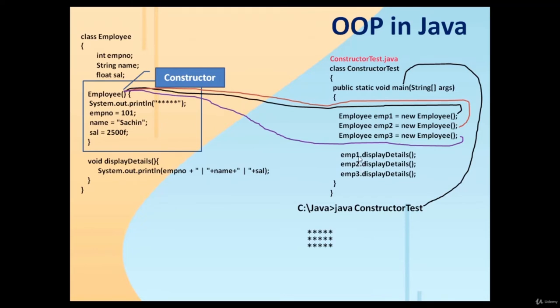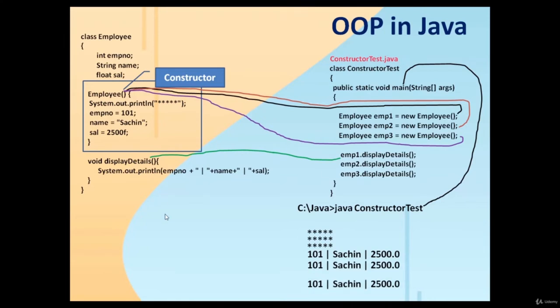Now emp1.displayDetails. So what happens? It will call this displayDetails, and empno, name and sal of emp1 will be displayed. Then the second one, emp2.displayDetails, again this method will be called, and we are getting the values. And then the third object is also calling, so we are getting these values. This is what a constructor is.